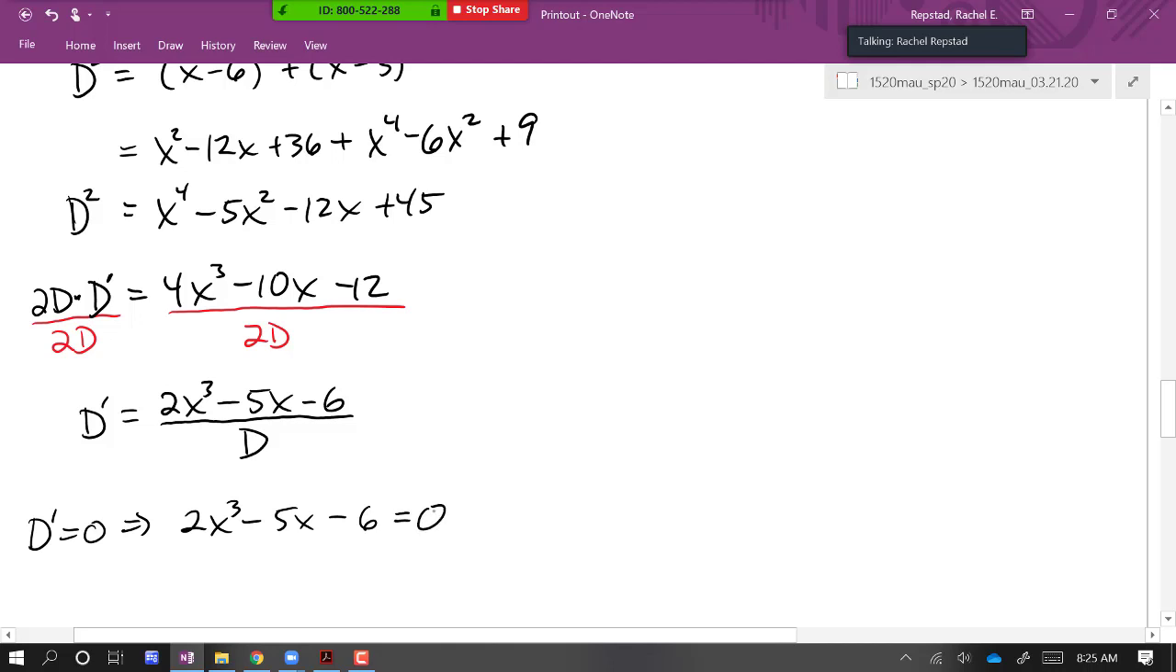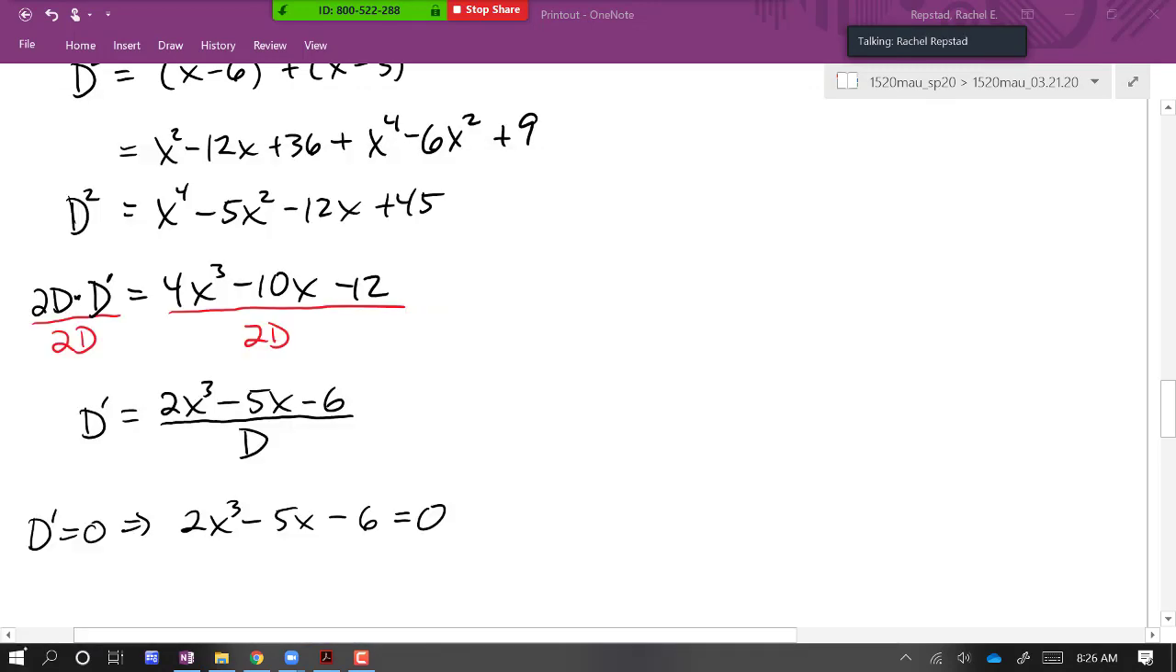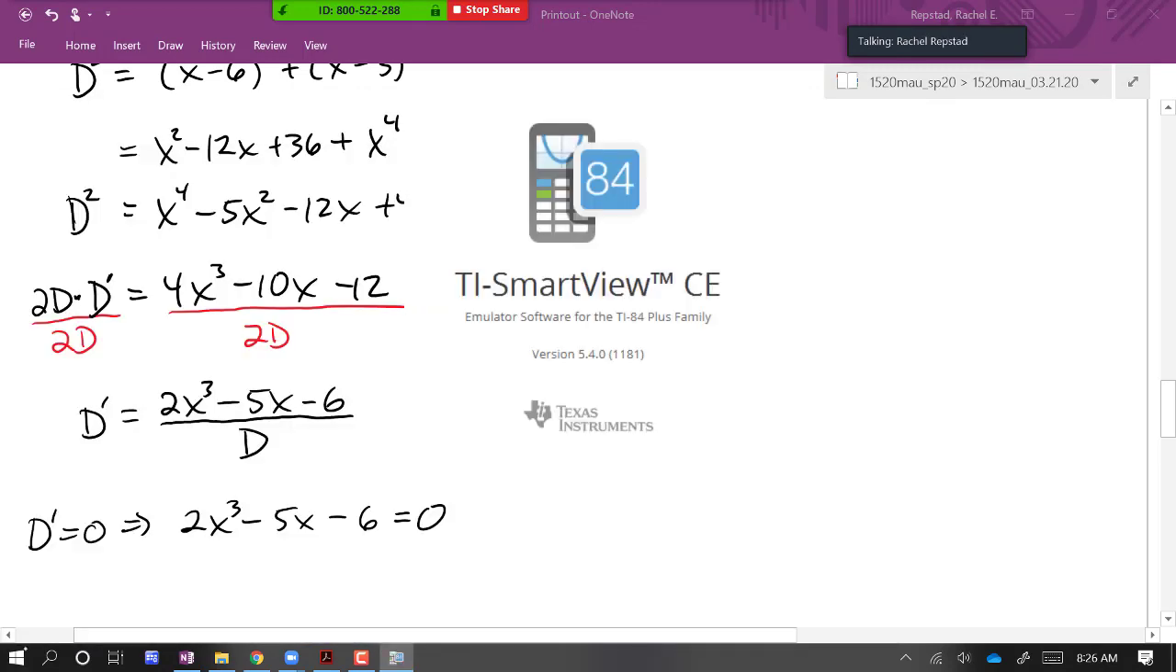Now we're at a point right now. This is a little bit challenging to solve just because it's a cubic and there's no general cubic solution. There's a quadratic formula, but there's not really a cubic formula. And we don't have other really convenient methods. So this is a scenario where I think it's a good idea to use our calculators, use some technology to help us solve this.